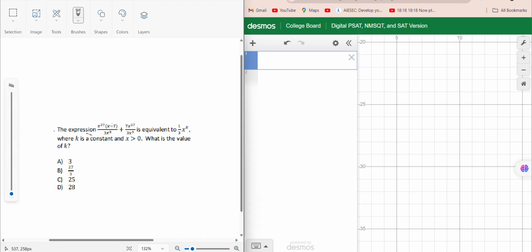Our first question: the expression this is equivalent to this, where k is a constant and x is greater than 0. What is the value of k? For solving this type of problem with Desmos, we can easily solve it without simplifying or without using our pen and paper. So let's see how we can do this.